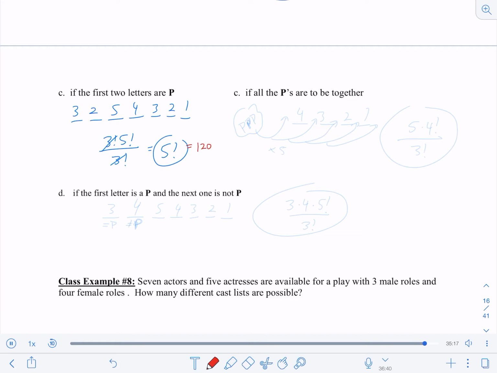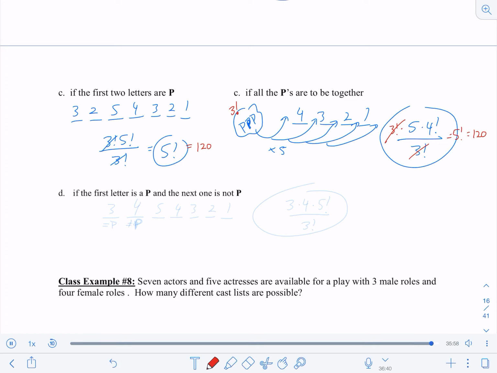Now, if all of the P's are to be together, we're going to imagine this as putting all the P's over here in a package. And then that leaves 4, 3, 2, 1. And then there's going to be 5 different places that I can put that package of P's. So times 5. So I've got 5 times 4 factorial. And then I need to divide that by 3 factorial because those 3 P's could be in any different way, and we can't distinguish between them.